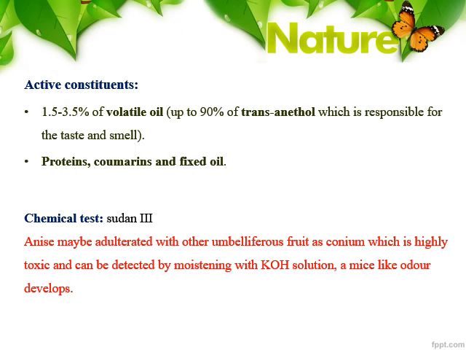There is a similar fruit to anise known as conium. It has almost the same shape and color, but with a bad odor or almost odorless. Anise can be differentiated from conium by the addition of potassium hydroxide: with anise there is no effect and we still have the agreeable odor, while if it is conium or mixed with conium, a mice-like odor will appear.